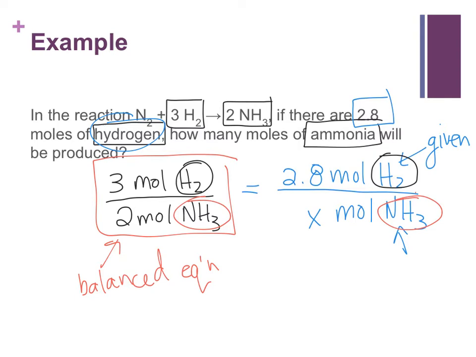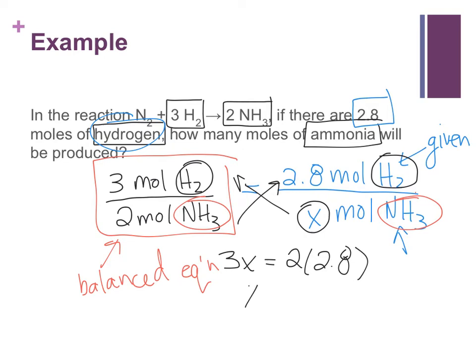You could have set this ratio up with the ammonia on the top and the hydrogen on the bottom. Either way will give you the same answer. And so what we're going to do to find the number of moles of ammonia is cross multiply and then isolate for x. So we have 3x is 2 times 2.8, and then dividing both sides by 3 gives us an x of 1.9, and that is moles of ammonia produced.